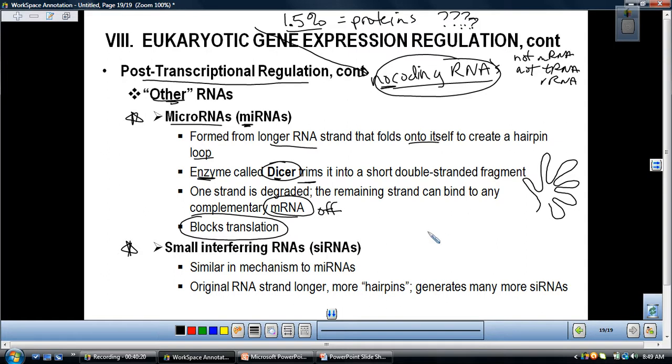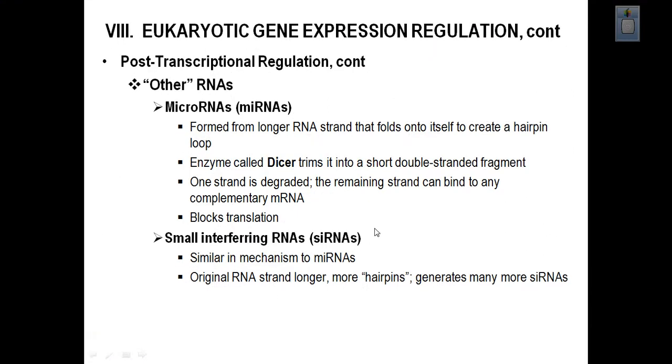I'm going to show you in the picture in just a minute. Okay, so this is kind of a cool thing. There's also another field exploding right now called siRNAs, small interfering RNAs, similar to these. The original RNA strand is longer, but there are more hairpins, so they're more highly convoluted than these. It generates many more siRNAs. And like I said, there's not a lot known about this bottom group. They just know that these exist, and now they're doing more research to try to discover those. So let me show you this picture. It's cool.